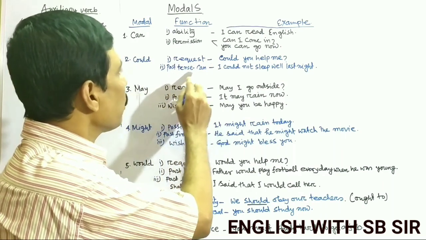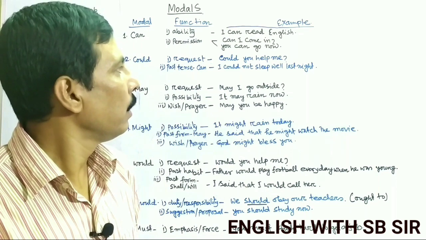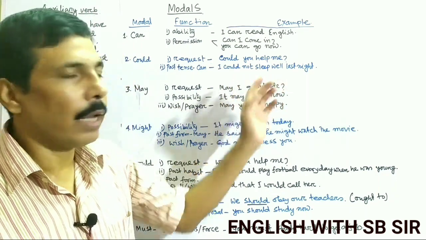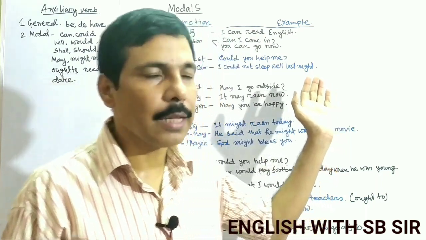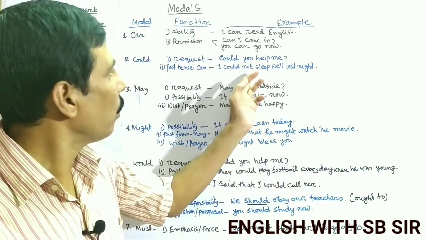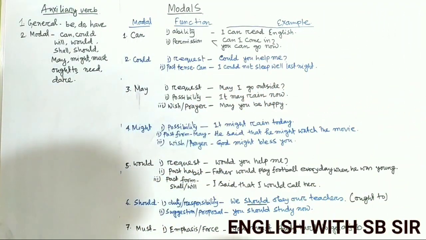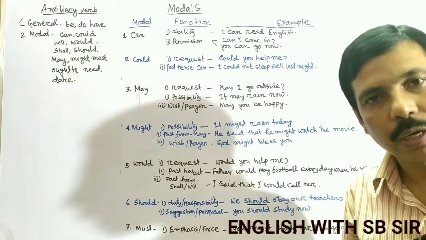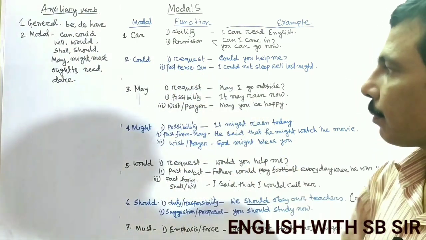Then, past tense of can. Could is used as the past tense of can. I could not sleep well last night. That is an example of past tense, as it is last night. I could not feel good yesterday. So this is the past form of can.